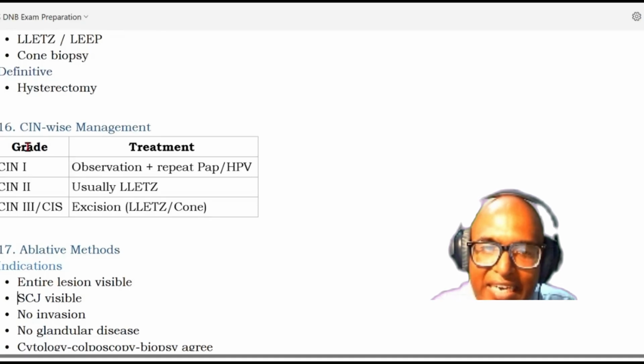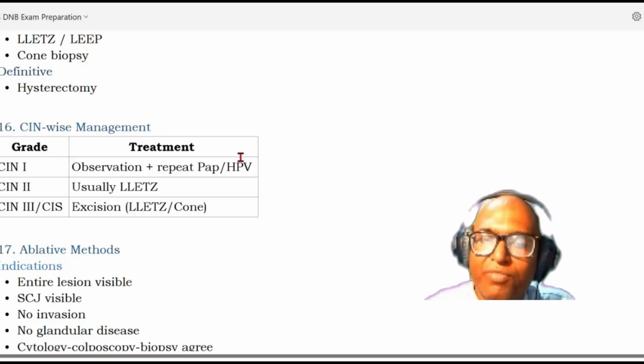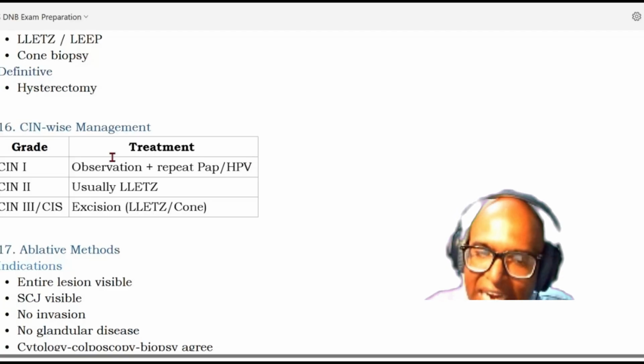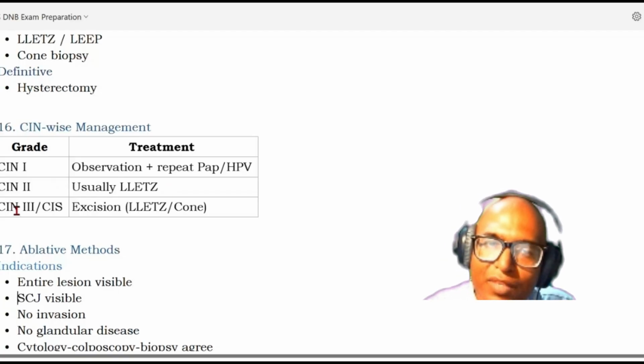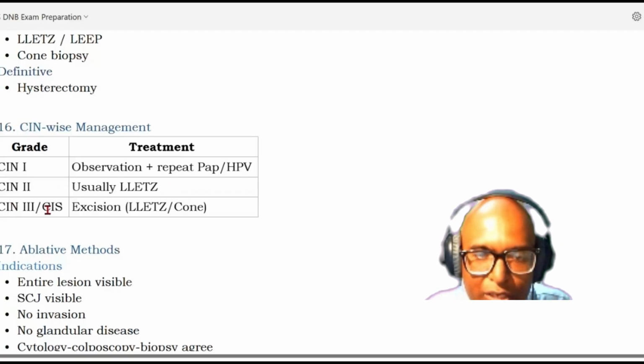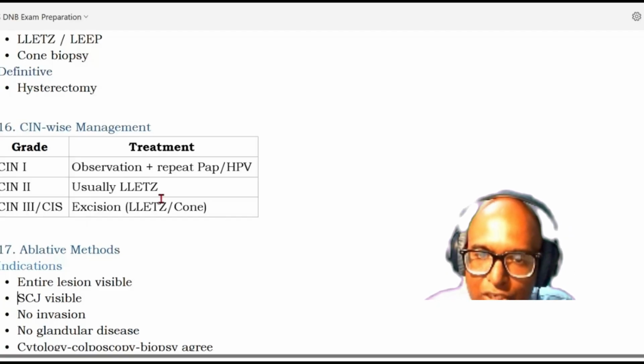So if you see the grade of the CIN, CIN1 can be kept under observation and continue the surveillance with the pap and HPV. That can be observation for CIN1. CIN2 generally go for LEEP, and for CIN3 biopsy definitely you will take to rule out the invasion, and excision you can go ahead, LEEP or the cone biopsy you will require for CIN3.